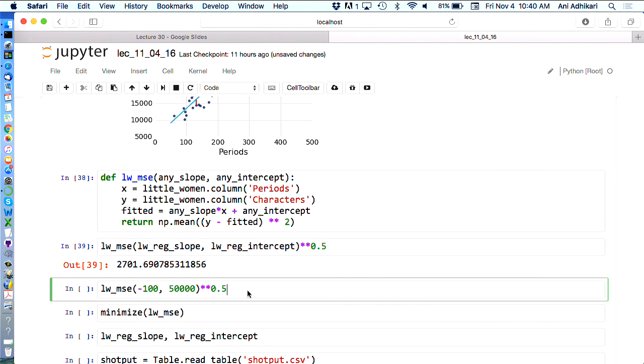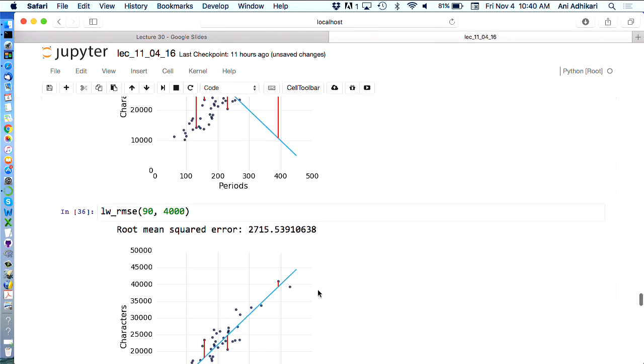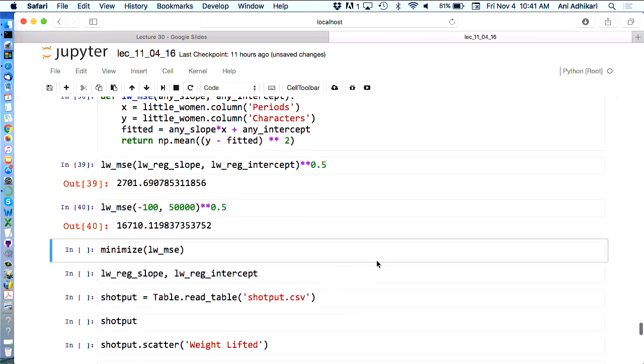If we have our dumb line, the root mean squared error using this new thing comes out to be 17,000, which is what we got here. Okay, so this thing is calculating the right thing.